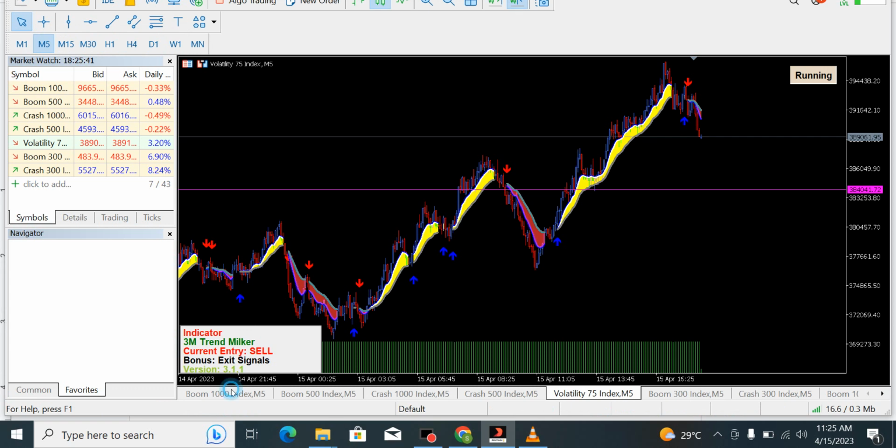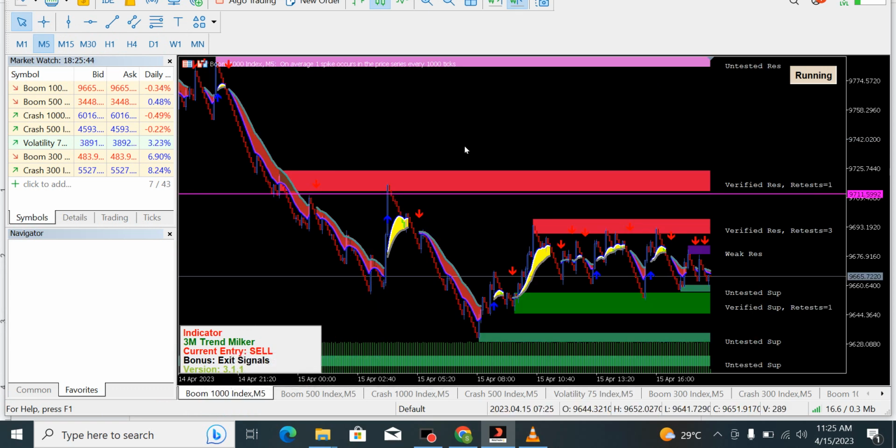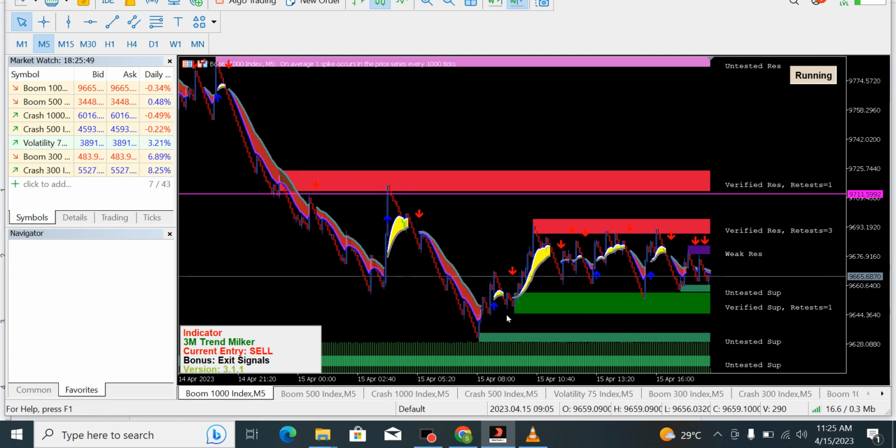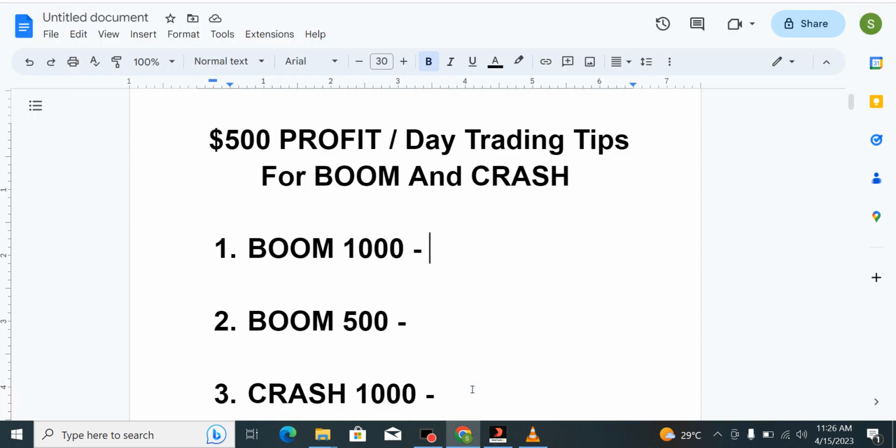Okay guys, this is boom 1000, and I will be using the 3M trend milker trading indicator to do my analysis right from here. This was actually going back on buy trend, and of course it was unable to break out above this resistance zone, and it has been playing around there for a very long time. So it should either break out above this resistance zone or break out below the support zone, but most likely for it to break out above the resistance zone, because it is actually going back on a buy trend. So this should be giving us more of a buying opportunity than a selling opportunity, but you need to wait for the breakout to happen before you go fully into it.